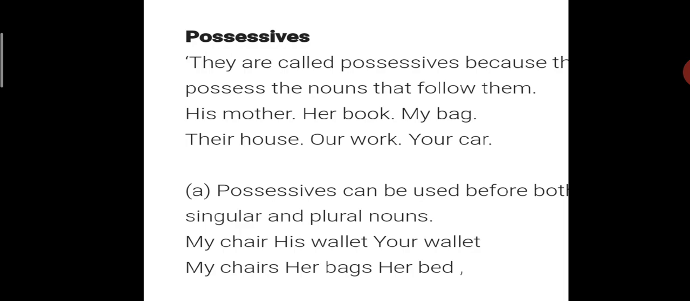Next determiner is possessive. They are called possessive because they possess the noun. That is his mother, her book, my bag, their house, our work, your chair. Possessives can be used before both singular and plural nouns: my chairs, his wallet, your wallet, her bags, her bed. Possess means which belongs.